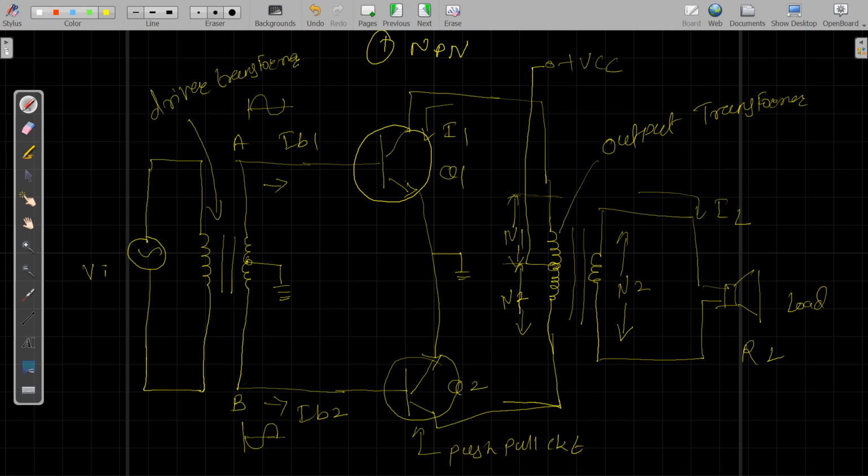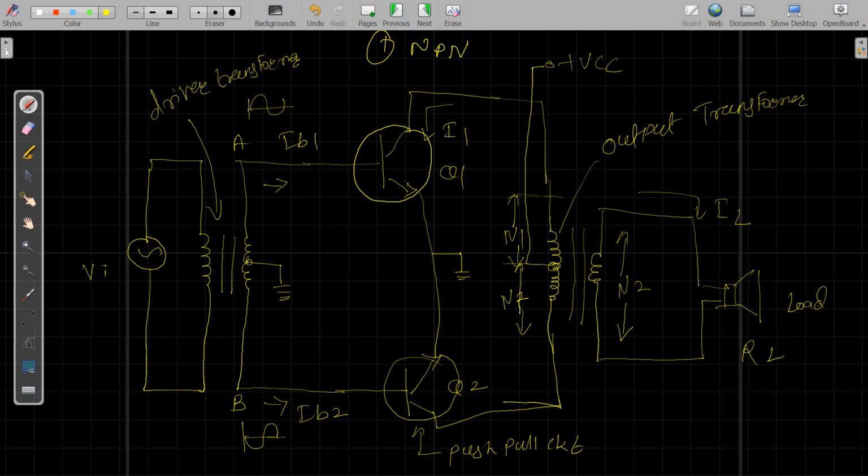We can make it a PNP type even, the only change is the supply voltages we are considering, which should be reversed. That means instead of plus VCC I should make it minus VCC, and the remaining circuit will remain the same if you want to make use of this circuit as a PNP. Generally we know that we are using NPN transistors because of their own advantages, and both these transistors are in common emitter configuration.